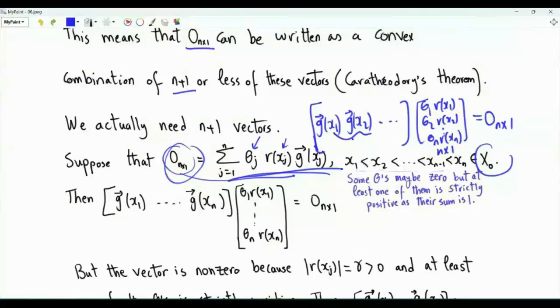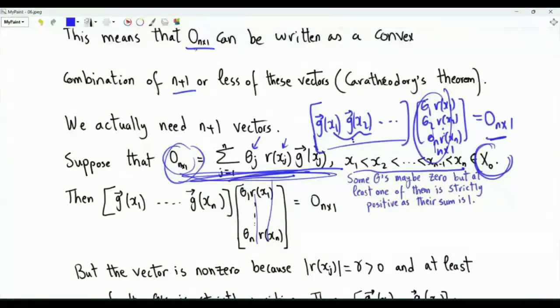We have chosen those x's to be in strictly ascending order. If the g functions satisfy the Haar condition, then this matrix is invertible. And if it is invertible, then the only vector in its null space is the all-zero vector. Every component here must be equal to 0. The residual function, because it is evaluated at points in this set, is either gamma or minus gamma. For this vector to be the all-zero vector, all the thetas must be equal to 0. But this is a contradiction because the thetas are non-negative and their sum must be equal to 1. For g functions that satisfy the Haar condition, we cannot have something like this.